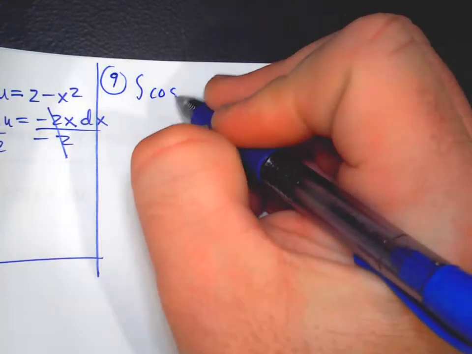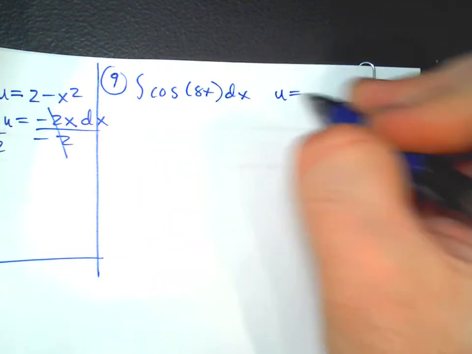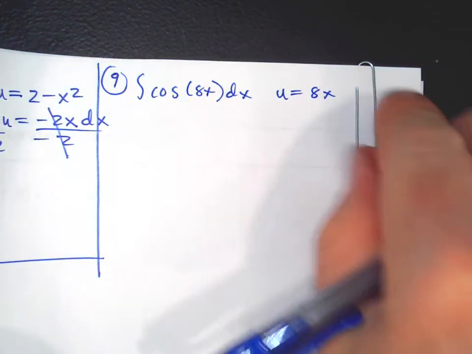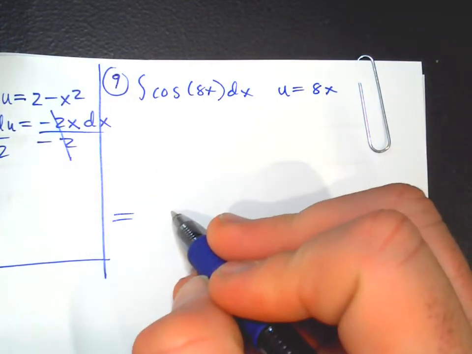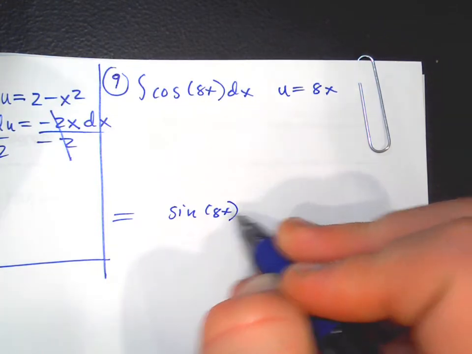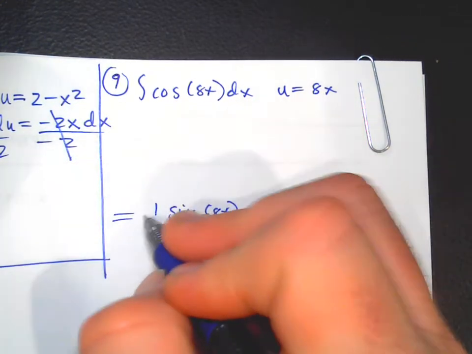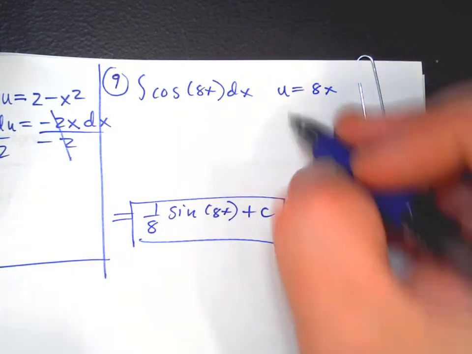So that's number 7. Number 9 is cosine 8x dx. So u should probably be the 8x. Like I'm saying, I think I can get away without doing this. I would say, oh, well, it's going to be sine 8x, right? And then an extra 8 is going to pop out. But I can fix that with a 1/8. Done. Got it. Did it in my head.